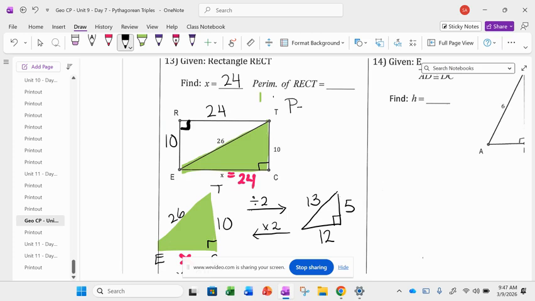So our perimeter is going to be 10 plus 10 plus 24 plus 24. 10 plus 10 is 20. 24 plus 24 is 48. So our perimeter is 68.